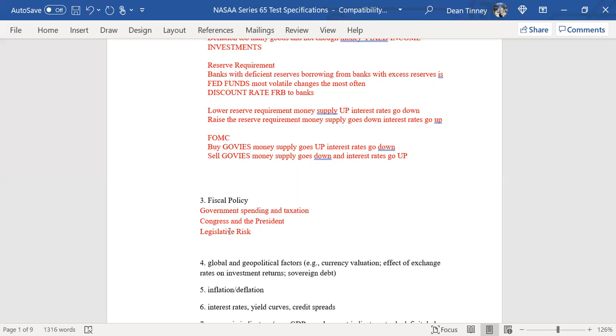He experienced legislative risk. That is testable, to know any investment that has any kind of a tax advantage, like a Roth IRA, for example. Senator Roth is not here to protect it any longer, so Congress may change the Roth. Life insurance has some tax advantages. So any investment with tax advantages, what Congress giveth, Congress can taketh away. Global and geopolitical factors.